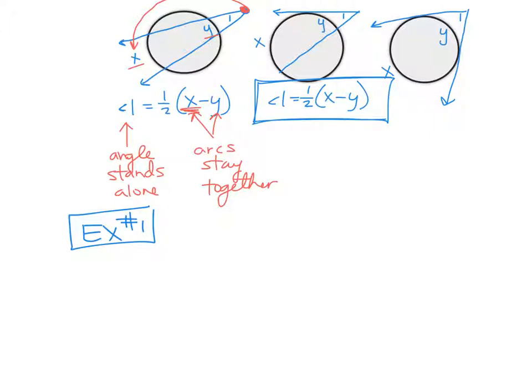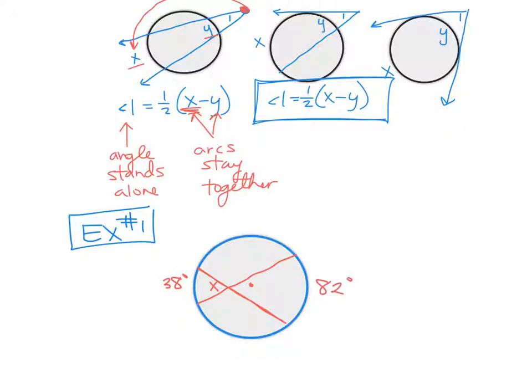Let's say you have this circle. And in that circle, your center is here somewhere. This is a 38-degree arc. This is x. And this is an 82-degree arc.